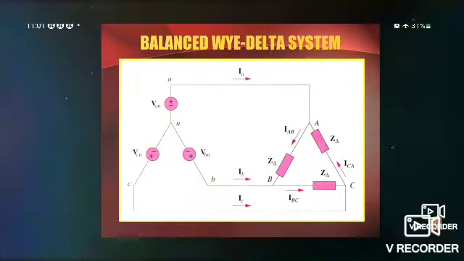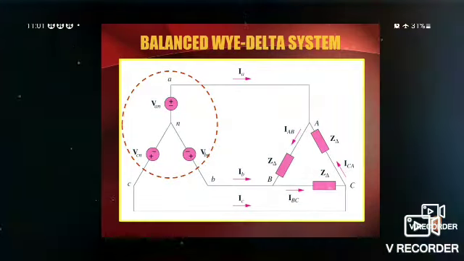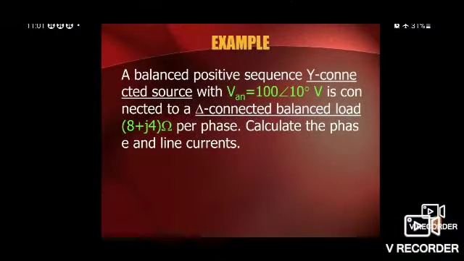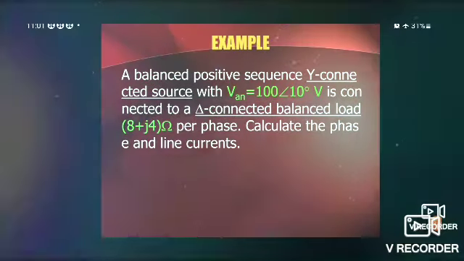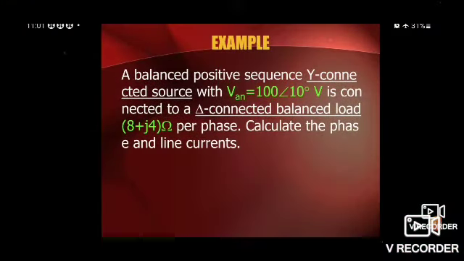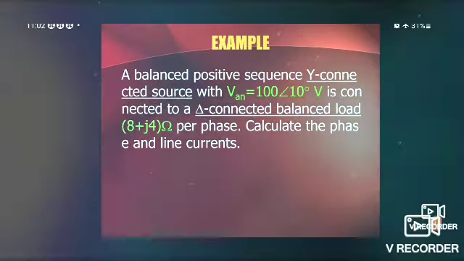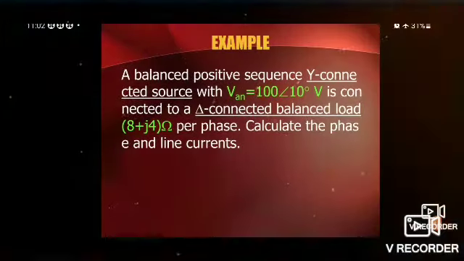So it is a balanced star delta connection. First one is star, second one is delta. See the example for this. A balanced positive sequence star connected source with VAN of 100 with angle 10 degrees is connected to a delta connected balanced load of 8 plus J4 ohms per phase. Calculate the phase and line currents.